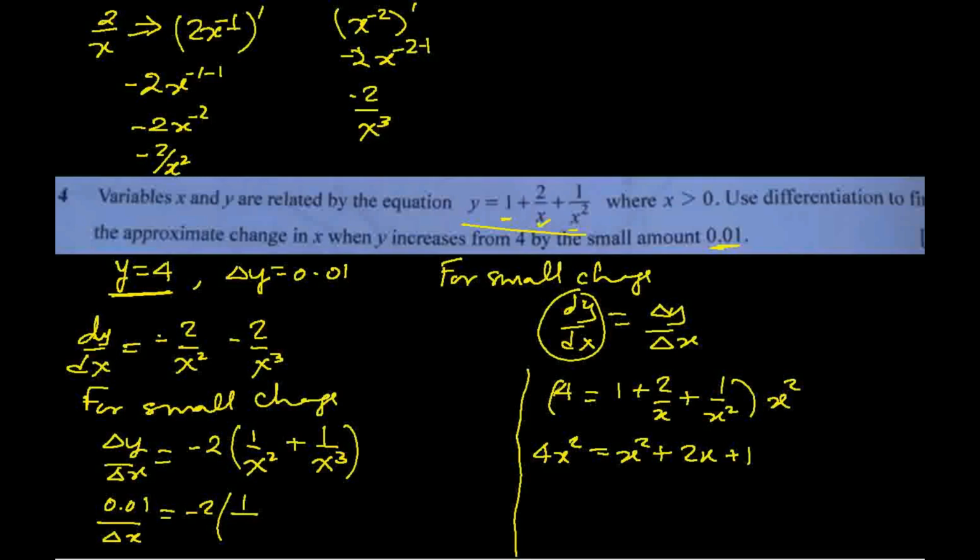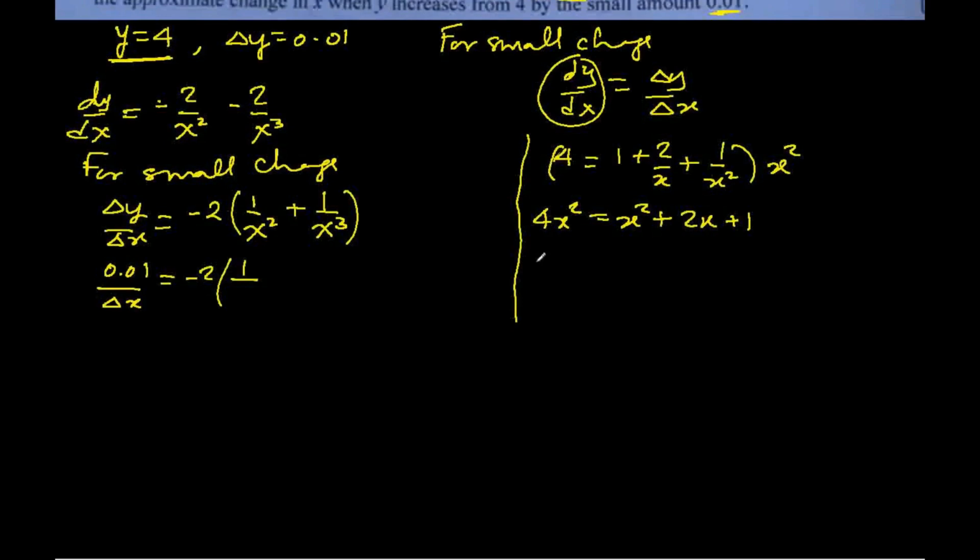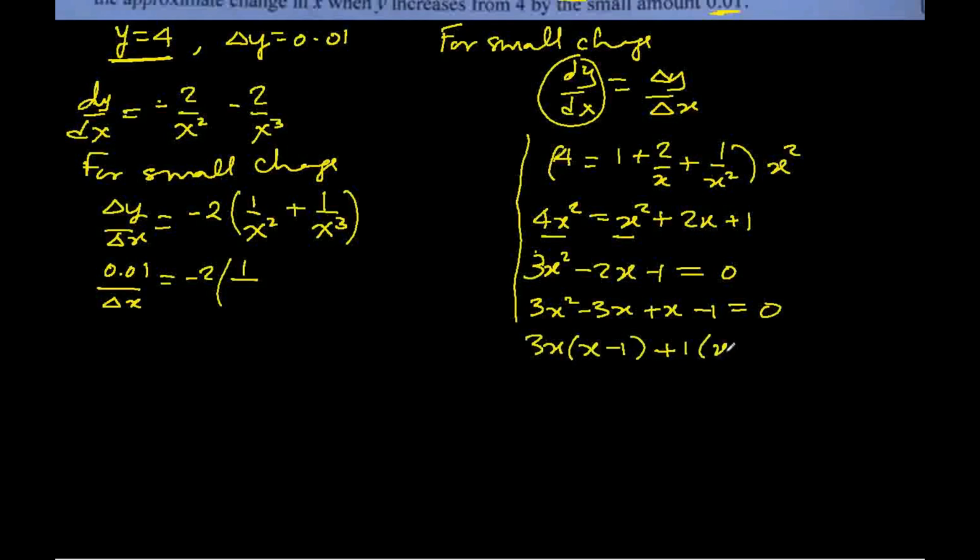Okay. Now this becomes a quadratic equation. If I put everything to the left side, it will be 4x square minus x square, 3x square minus 2x minus 1 equal to 0. And just like the previous equation, I can factor this to get the roots. 3x square minus 3x plus x minus 1 equal to 0. Take 3x common here, x minus 1 plus 1, x minus 1. x minus 1 is common, 3x plus 1.